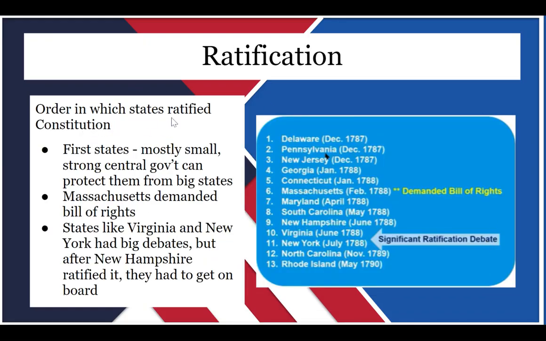Okay, so you can see the order in which the states ratified the Constitution. The first states were mostly small states. They felt that the strong central government would be able to protect them from the larger states. Massachusetts was the one who really demanded the Bill of Rights before they agreed to ratify it. And states like Virginia and New York had really big debates about whether or not this was a good idea. These were much larger states. But after New Hampshire ratified it, they had to get on board because at that point, 9 out of the 13 states had agreed and it was going to go through.